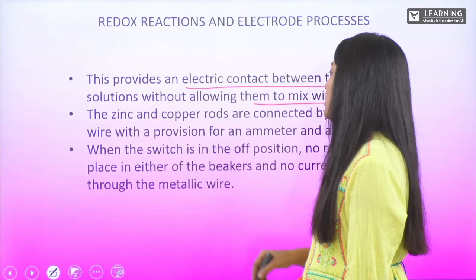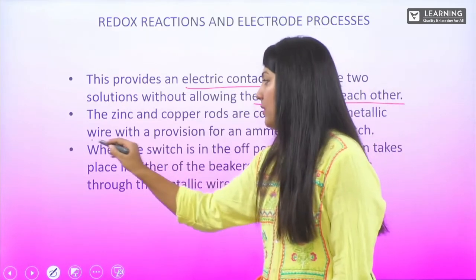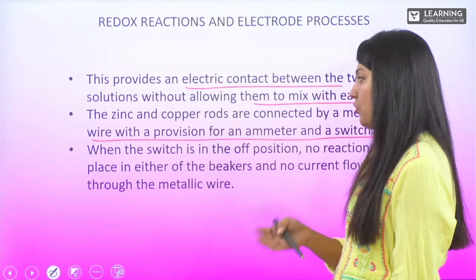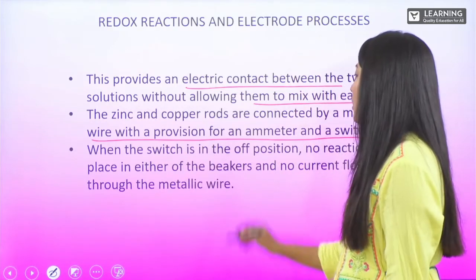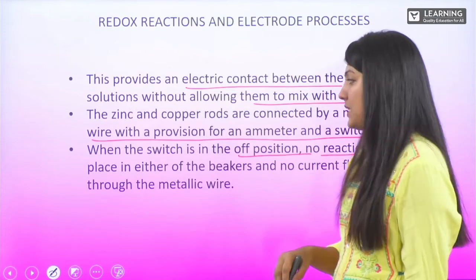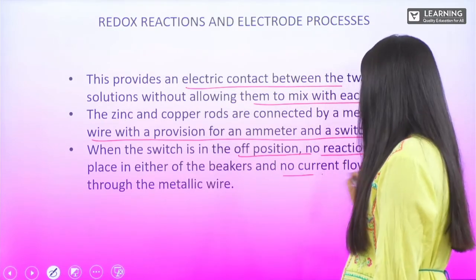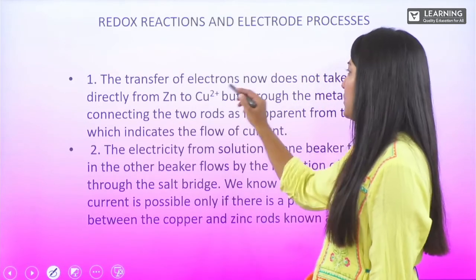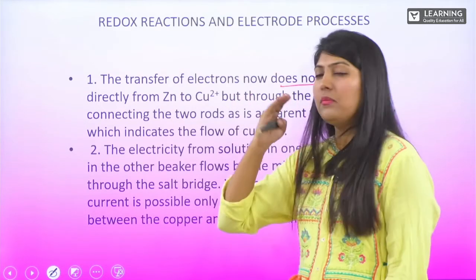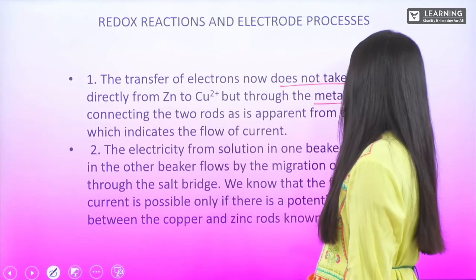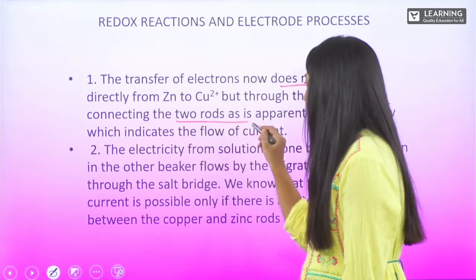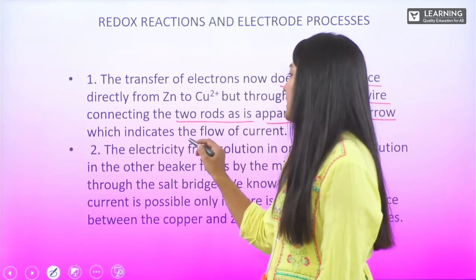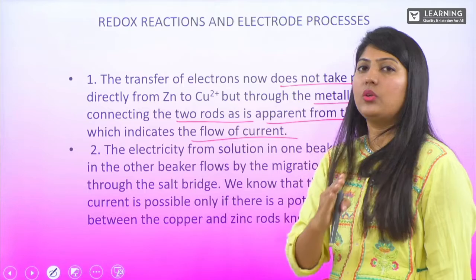Zinc and copper rods are connected by a metallic wire with provision of an ammeter, which shows you the deflection in current, the flow of current. When the switch is in the off position, no reaction takes place in either of the beakers, so no current flows through the metallic wire. The transfer of electrons takes place from zinc to copper through the metallic wire connecting the two rods, as is apparent from the arrows, which indicate that the flow of current is from copper to zinc.